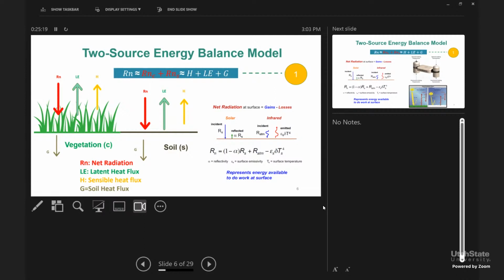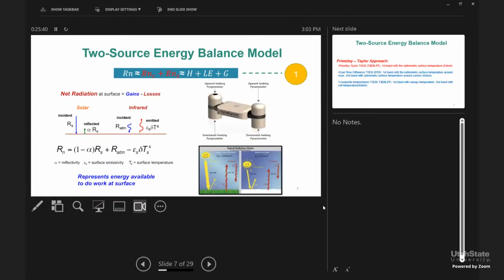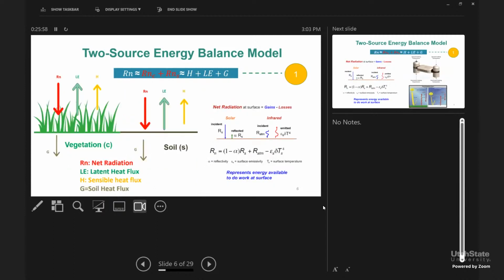Yesterday, Larry showed us three kinds of net radiation sensors for the energy balance model. That is incoming solar radiation, short wave, and infrared radiation, long wave radiation.